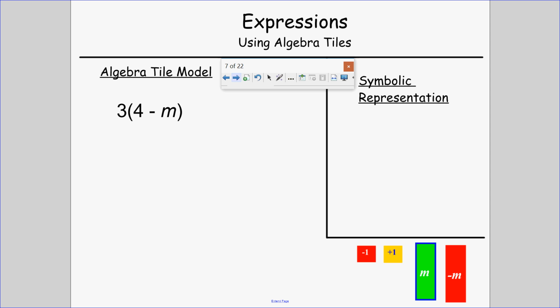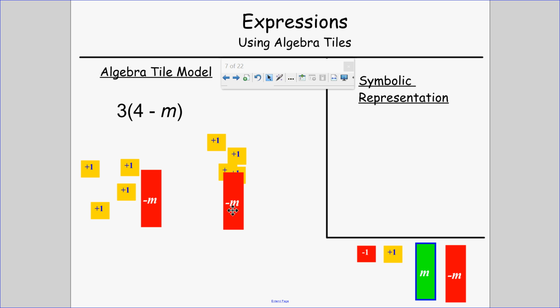What is 3 groups of the quantity 4 minus m? So we have 4 minus m, 4 minus m, 4 minus m. So 3 groups of 4 minus m. So how many groups of 4's do we see here?